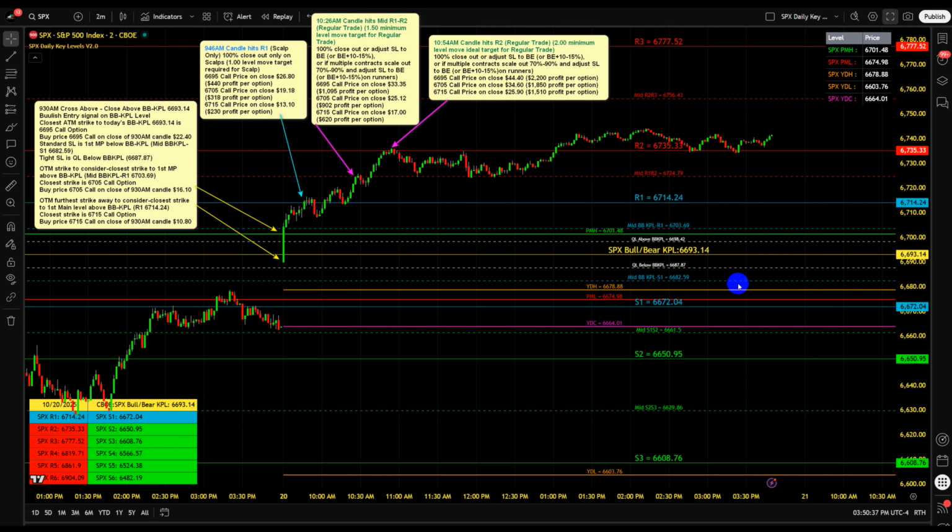Okay, so now we're going to get into the session, and then we'll describe how these levels are utilized and what their purposes are, specifically these midpoint levels.